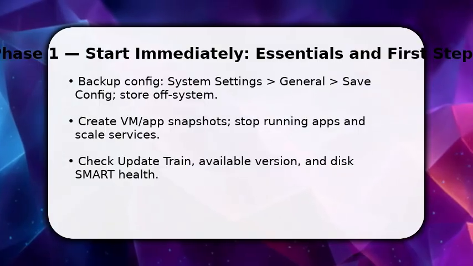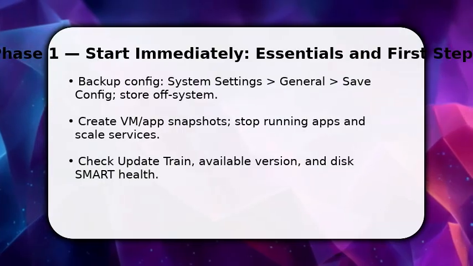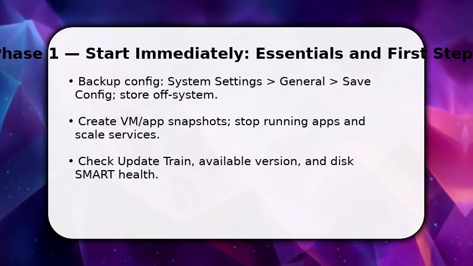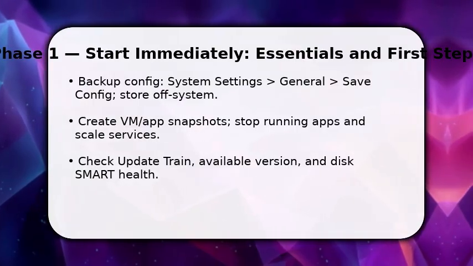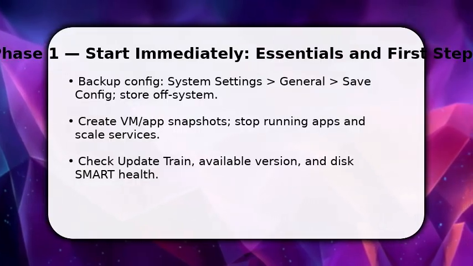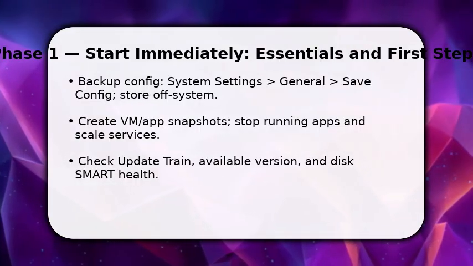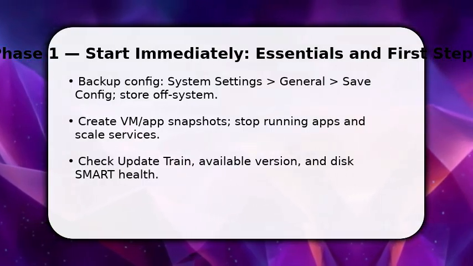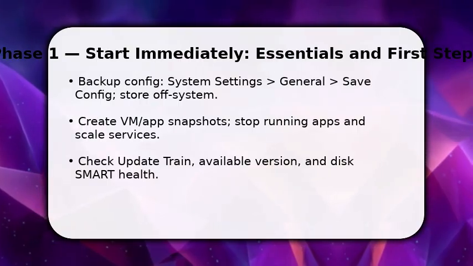You start by securing your system. Export the config and create snapshots for VMs and apps so you can revert if needed. Next, put services into maintenance mode, stop or pause apps, and verify pool health and SMART values. This prevents mid-update failures. Once done, confirm the desired update train and download the update through the UI or CLI.